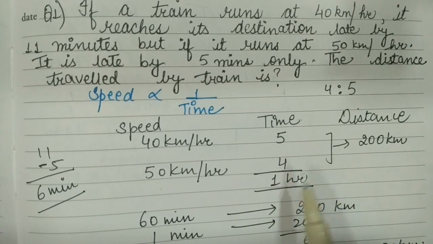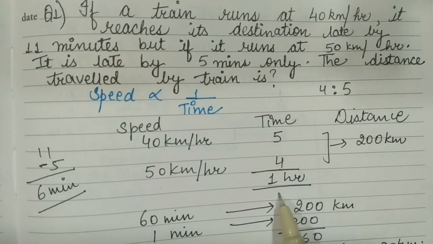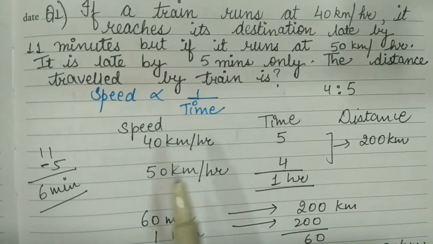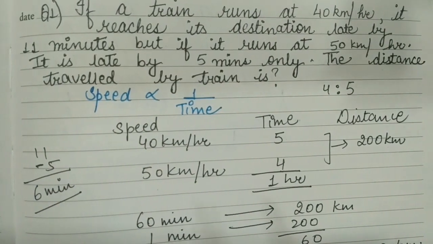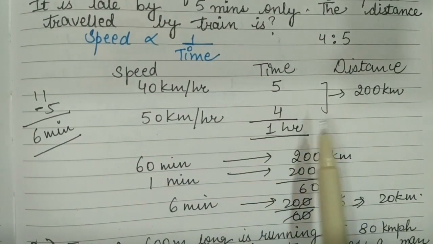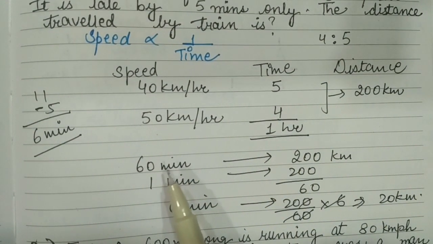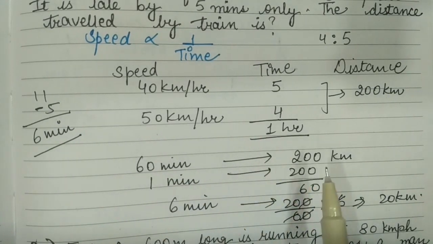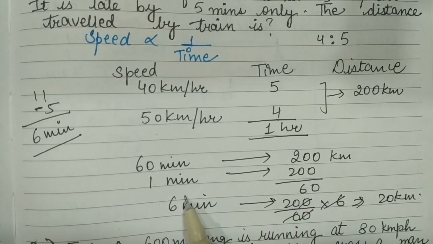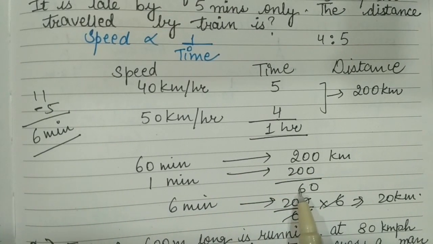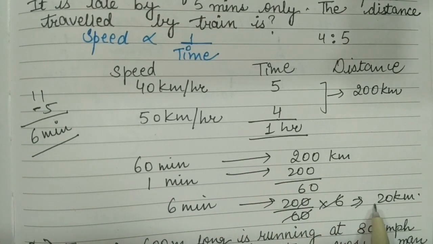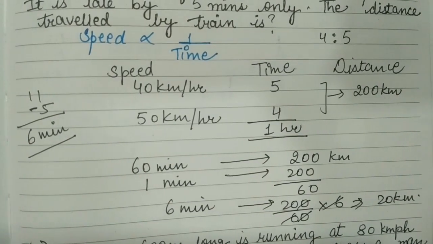But in this case, the time lapse is of 1 hour. But in our given question, the time difference should only be of 6 minutes. 11 minus 5 will be 6. So when there is a time lapse of 60 minutes, 1 hour can be written as 60 minutes, the distance calculated is 200 km. When the time lapse will be of 1 minute, the distance will be 200 upon 60. So when the time lapse is of 6 minutes, our distance will be 20 kilometers only.